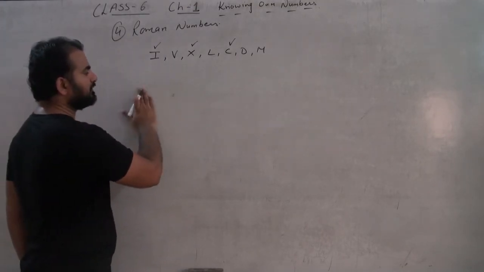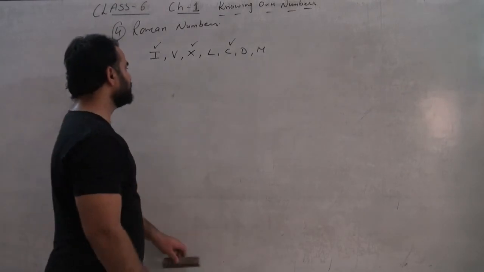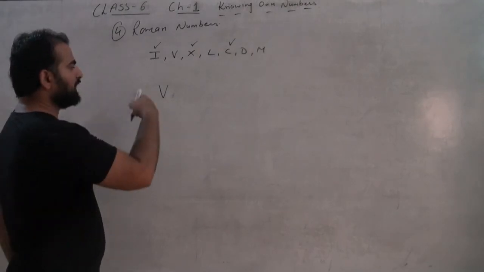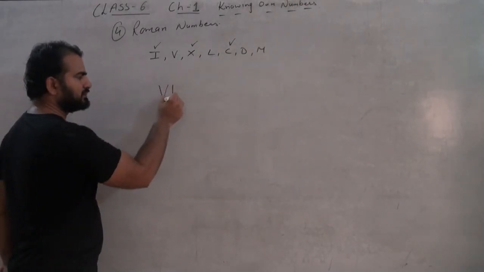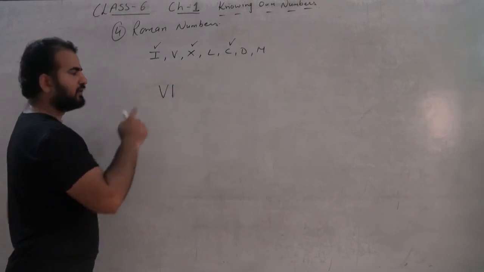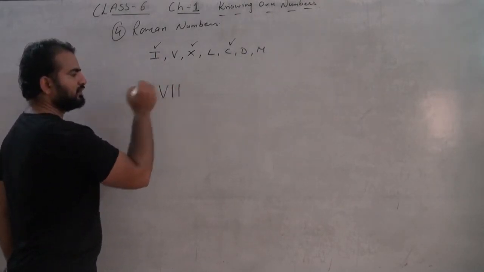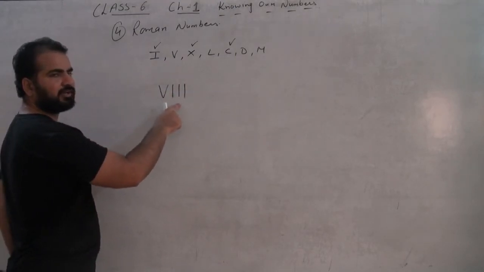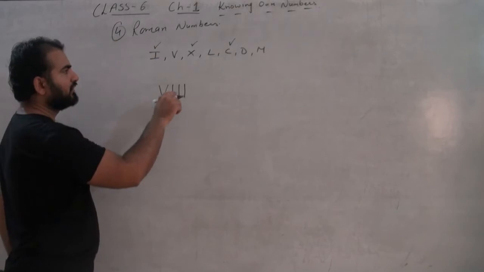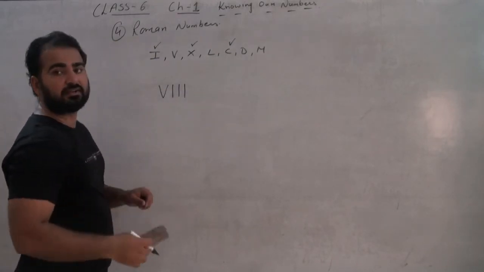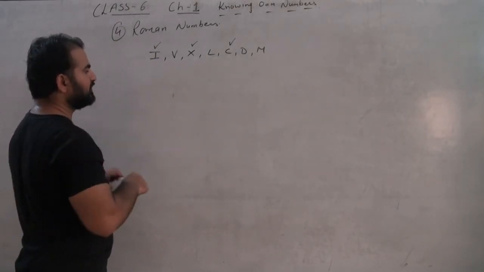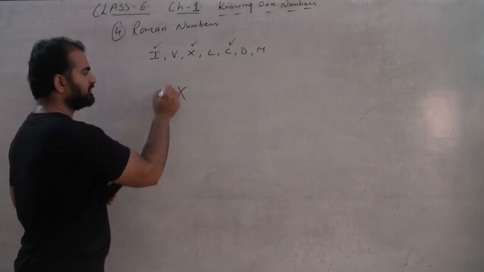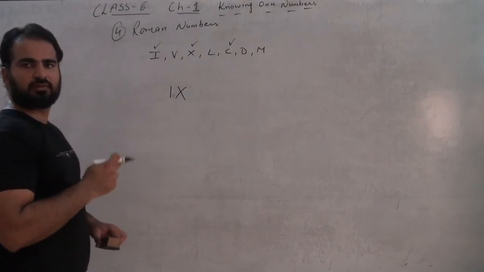Next, how can we write 5? To write 5, we use V. Okay. Then how can you make a 6? Again use it. Done. Next 7, one more, and 8. You can use it only how many times? 3 times. Next, what if we have to write 9? We'll use X, which is 10 minus 1. It will be 9. Okay.